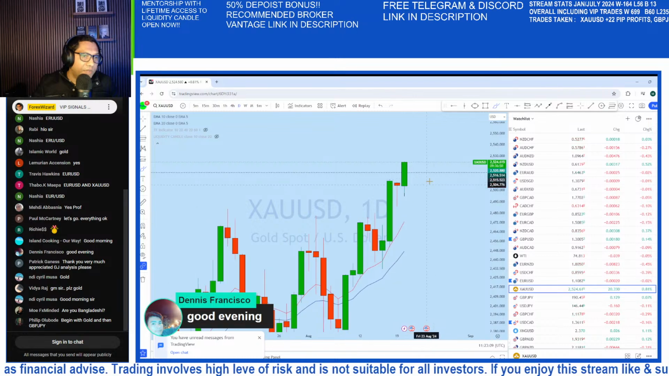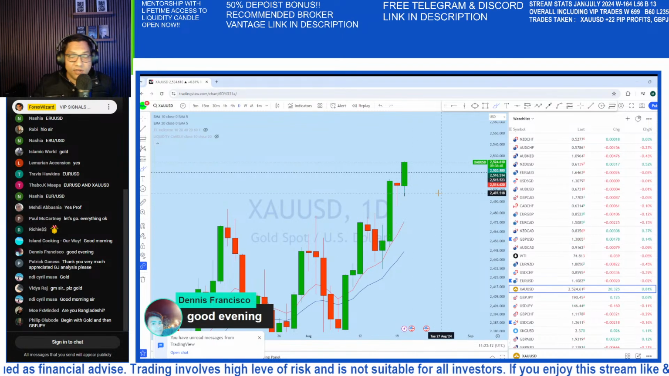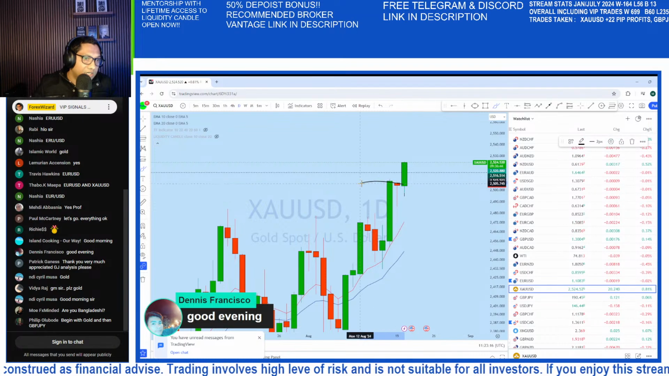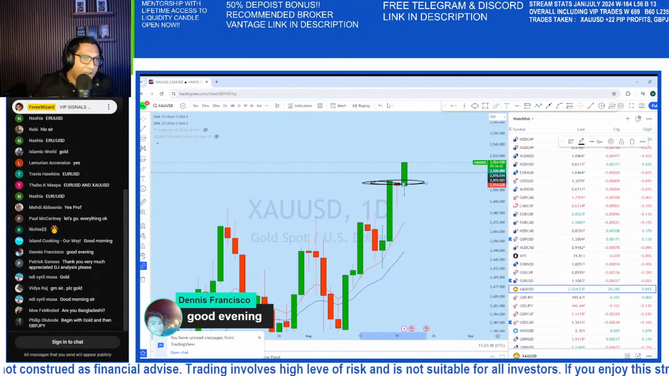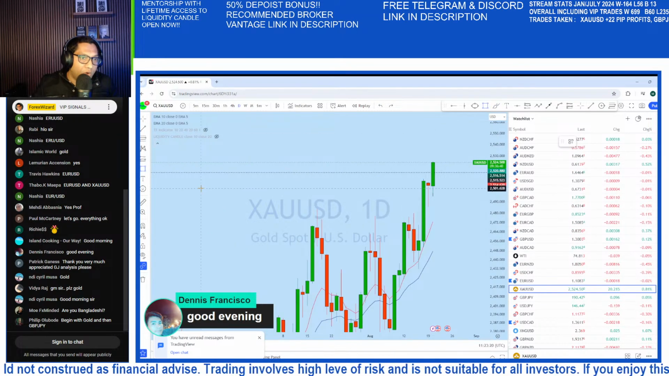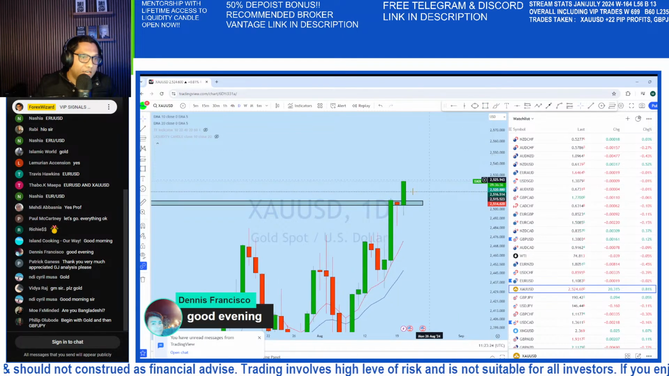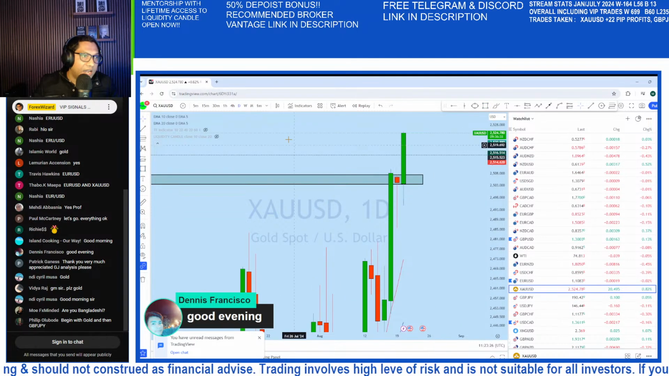This is the daily price, and probably you guys have seen yesterday that we discussed this daily narrow doji. This is a high liquidity zone, and from that high liquidity zone, we can see the market managed to break to the upside.